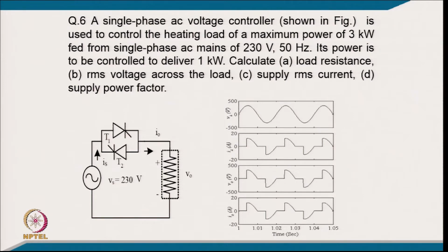So, coming to another example, a single phase AC voltage controller shown here in the figure is used to control the heating element of maximum power of 3 kilowatt from the single phase AC supply of 230 volt 50 hertz. If power is to be controlled to deliver 1 kilowatt, calculate the load resistance, RMS voltage across the load, supply current RMS and power factor. So, after putting the value, then you can see how the supply current is. This is the supply current, this is the output voltage across the load in both half cycles, because it is an AC controller, and that is the current. So, supply current and load current are the same because it is a series circuit, but you will certainly have harmonics as well as reactive power here.